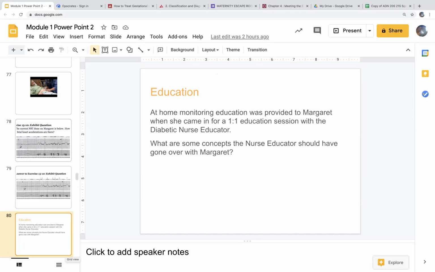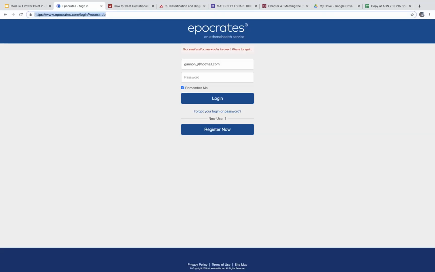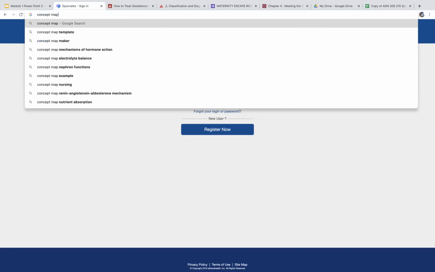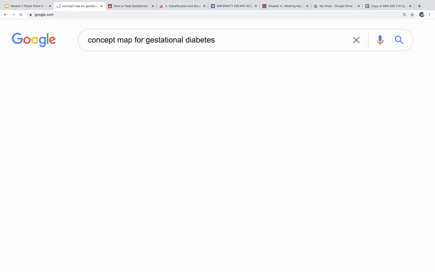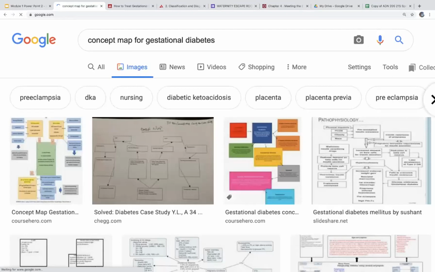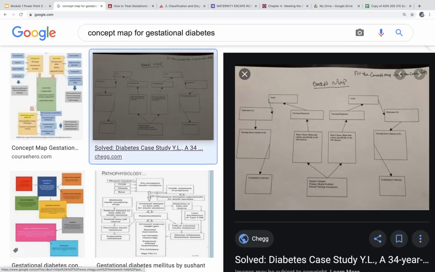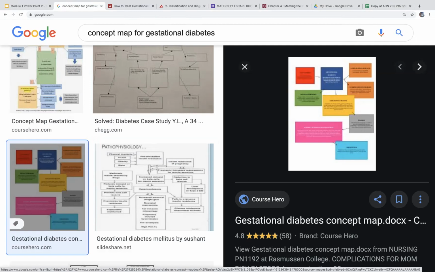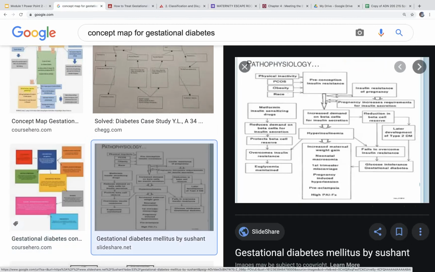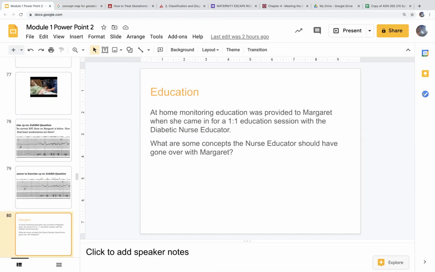Let's see if I can, just for the heck of it. So here's some different ones. I'd have to pull it up to see. No, they didn't really put a lot of information into it. There you go. All right. Anyway.